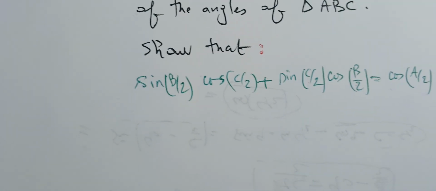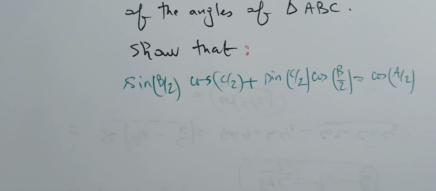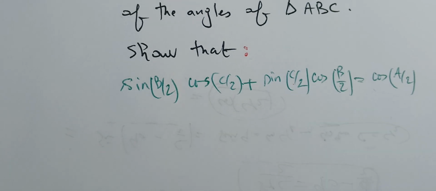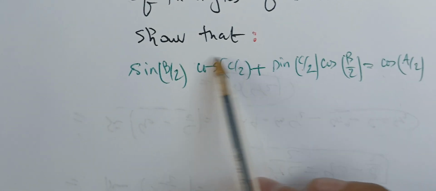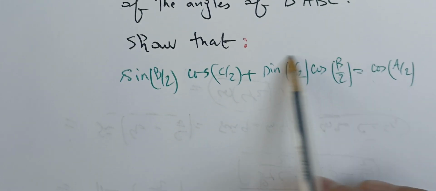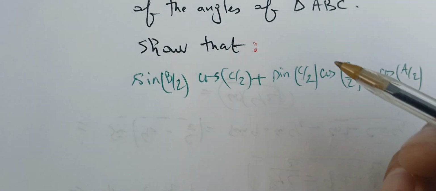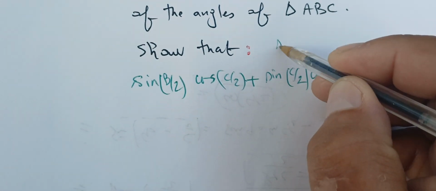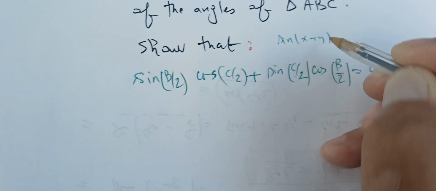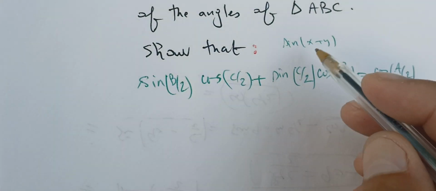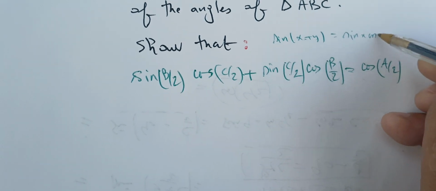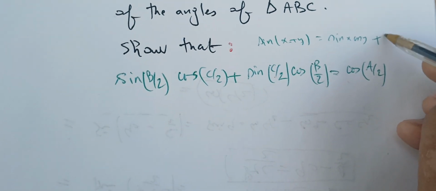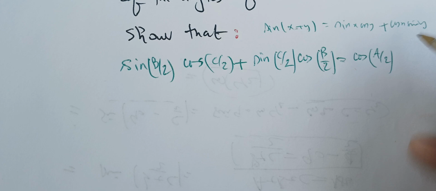Okay, so this is a quick application of what we know. So we need to see this expression. Here we can remember what we know about the sine of x plus y. We know that the sine of x plus y is sine of x cosine of y plus the cosine of x sine of y.